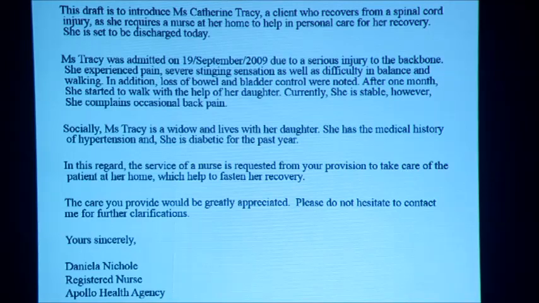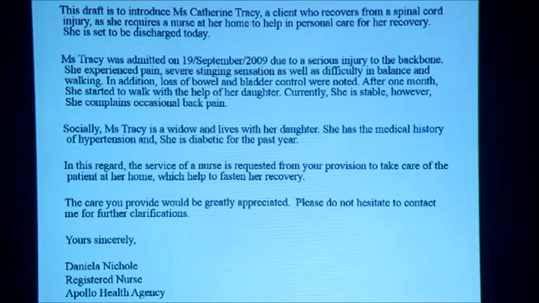And then going to the next paragraph, socially, Miss Tracy is a widow and lives with her daughter. She has a medical history of hypertension and she is diabetic. She has been diabetic for the past year. Okay, this is what we discussed. It is fine to include or not to include this.